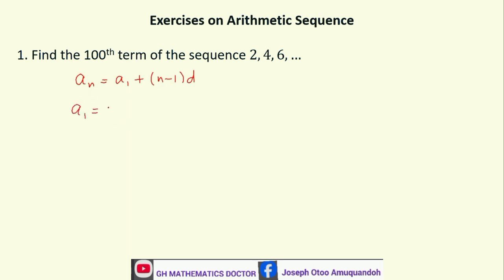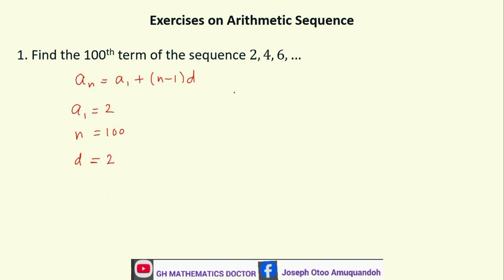So let's write the information that we have from the question. So our a1 is 2, our n is 100, and our common difference is found by subtracting the 4 and the 2, and also 6 and the 4. So the common difference will give you 2.